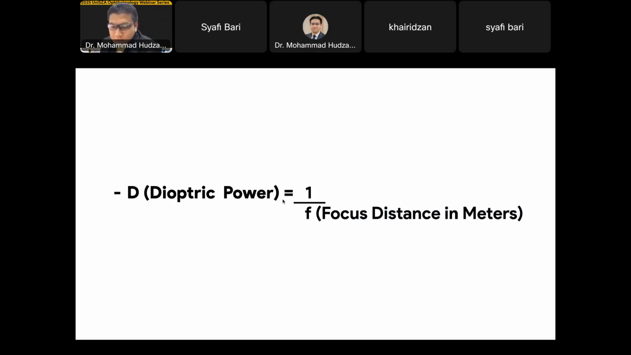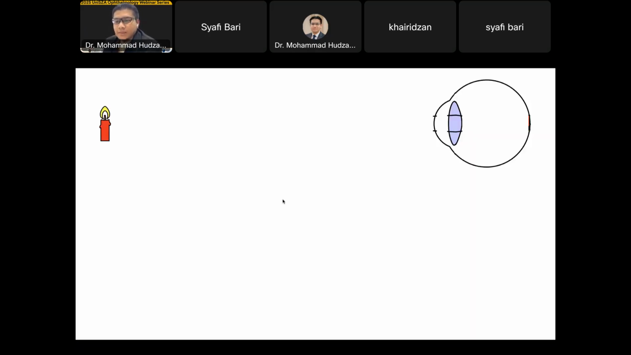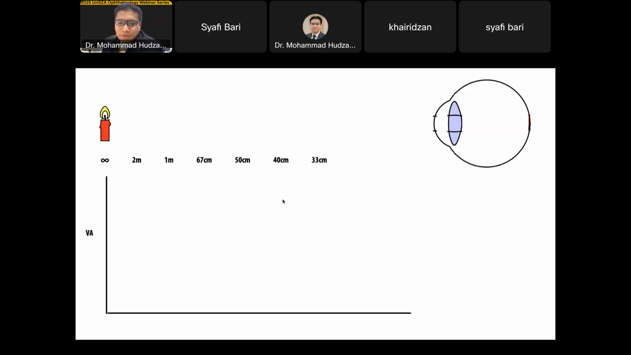Okay, let's continue. By understanding that dioptric power is equal to 1 over focus distance in meters, this is the basic concept. So if we want to test clear vision at all ranges, why don't we just do this? Let's say this is your eye, and this is your image. We put the target at infinity first, and then we plot the visual acuity.